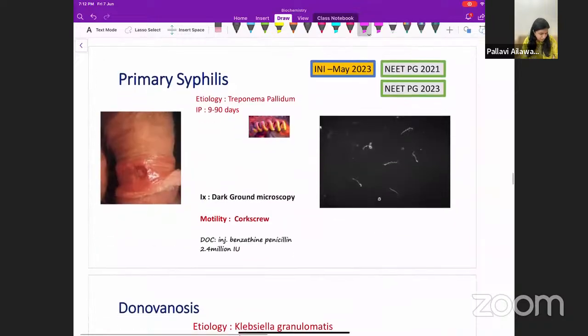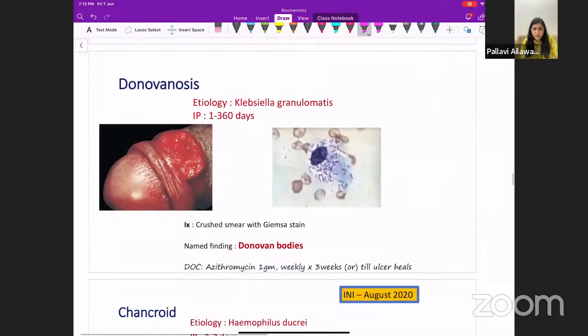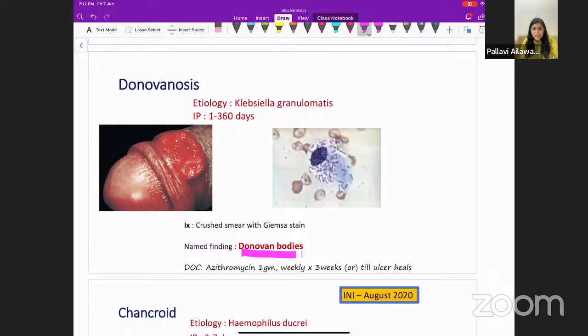See, syphilis will be a single well-defined, painless, indurated genital ulcer. Next investigation, dark ground microscopy, corkscrew motility. Donovanosis, beefy red ulcer, no lymphadenopathy. You see Donovan bodies, which are closed safety pin appearance bacteria that you see in the smear.